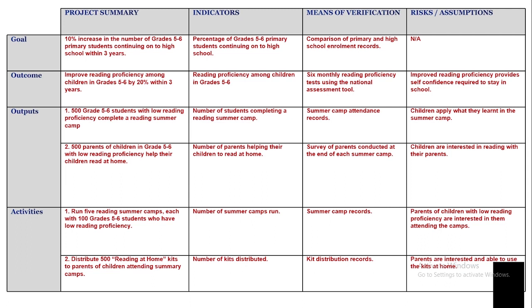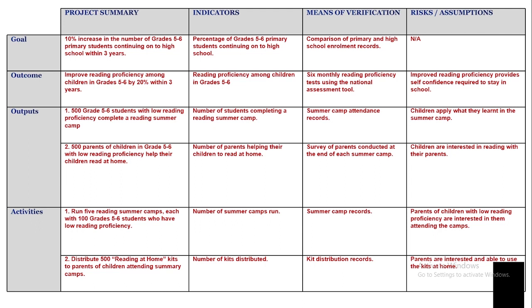For the outcome, we see that 6 monthly reading proficiency tests using the national assessment tools will be done to verify if, in fact, the reading proficiency of children in grade 5 to 6 has been improved by 20%. For the outputs, because there's a number of students completing a reading camp, there are summer camp attendance records, and a survey of parents conducted each summer to know that they were helping their children in their homework and reading proficiency.